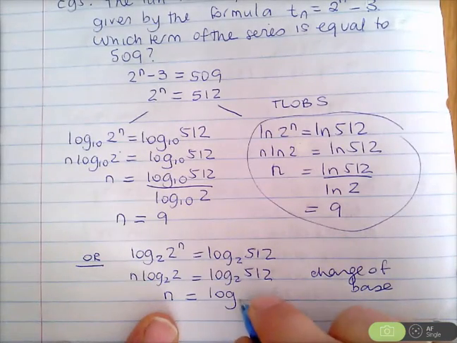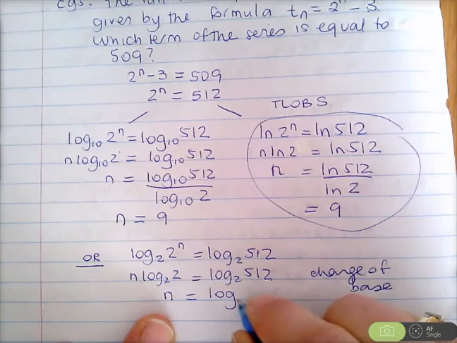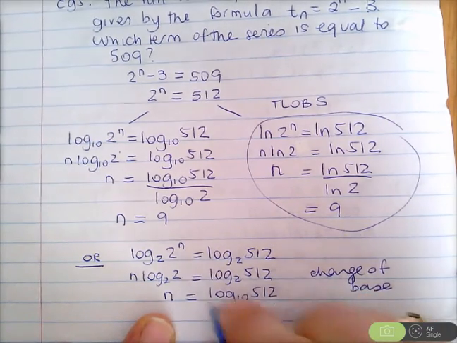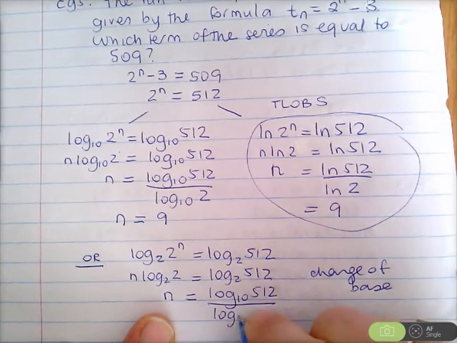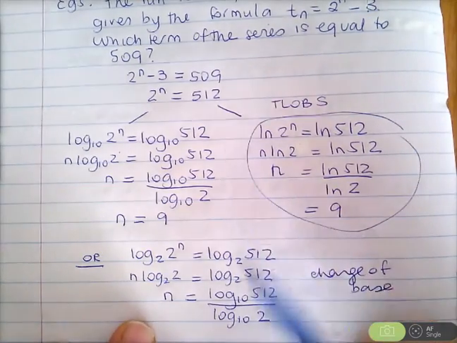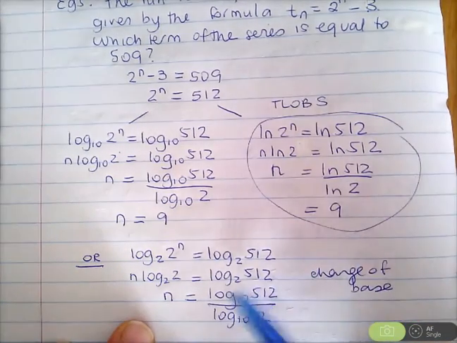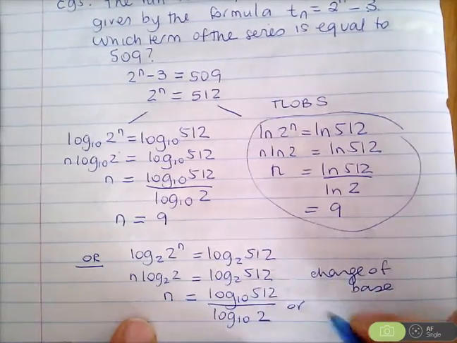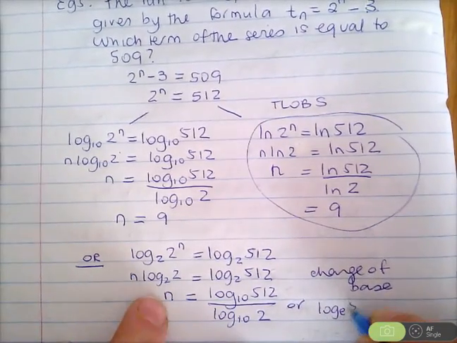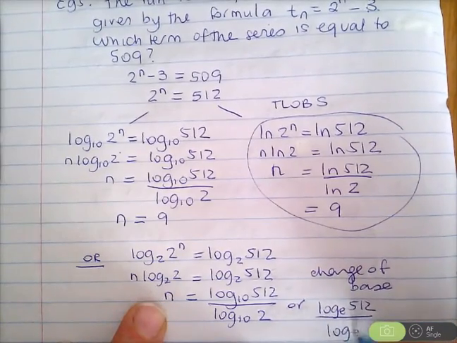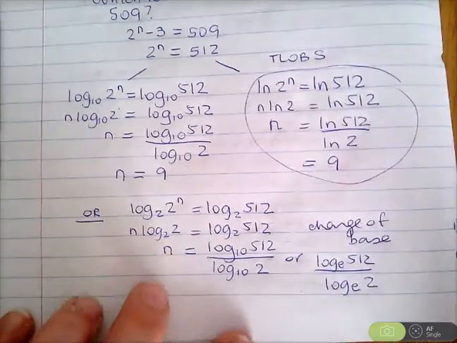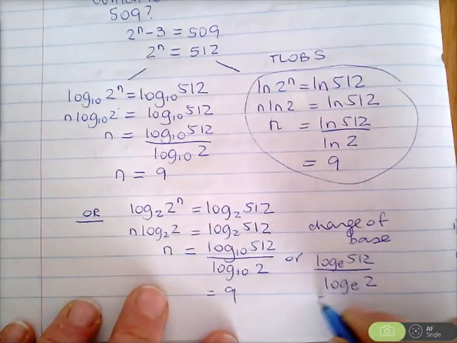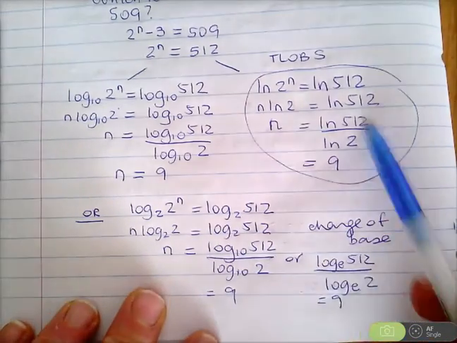And here you could do log to the base e or log to the base 10, for example, of each of those numbers and use the change of base, which is exactly what we have here, all right? Or you could take ln, so from here we could have log to the base e of 512 over log to the base e of 2. And both of those, of course, give 9. So you do end up with just that.